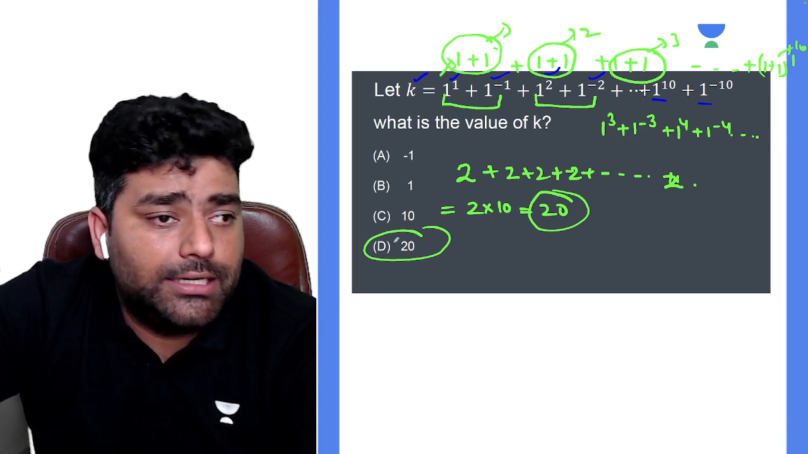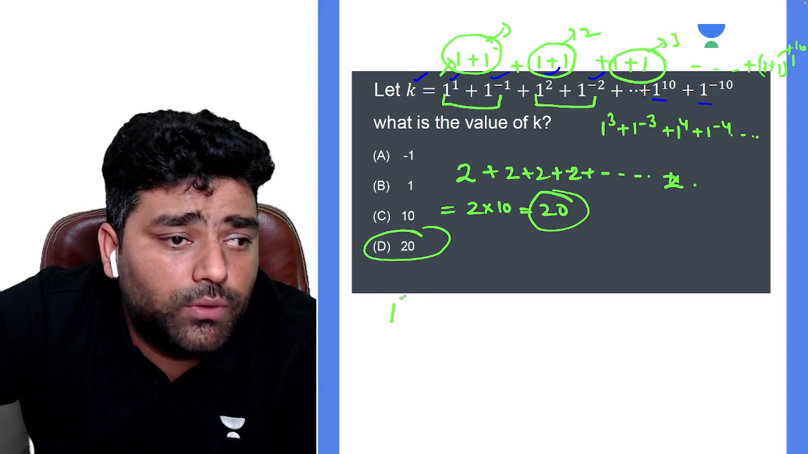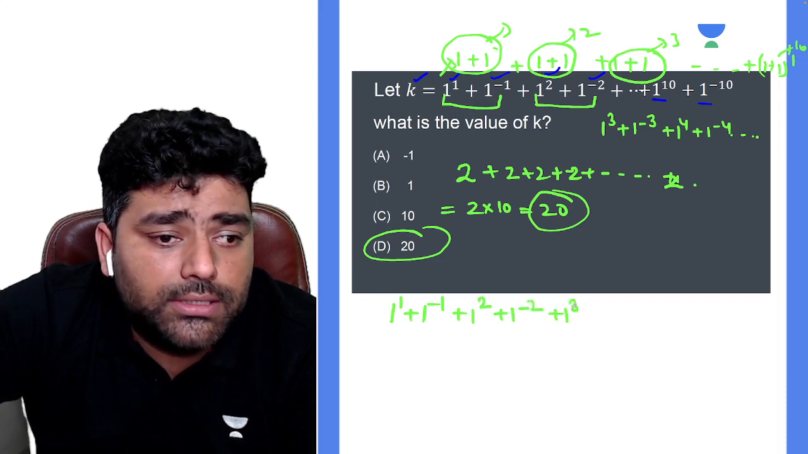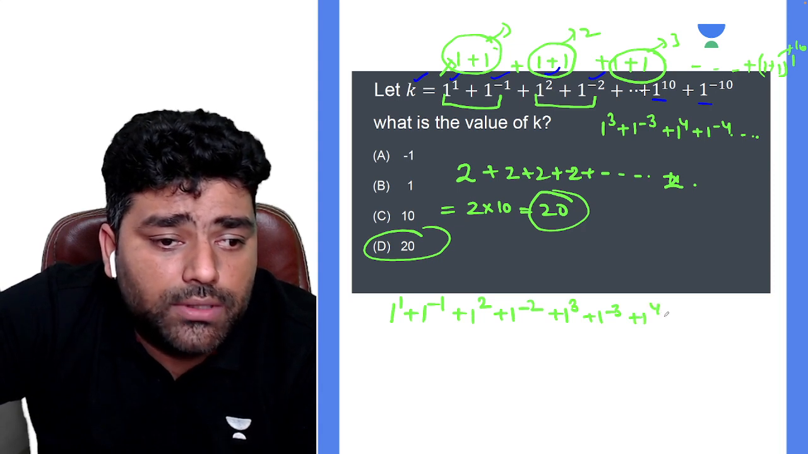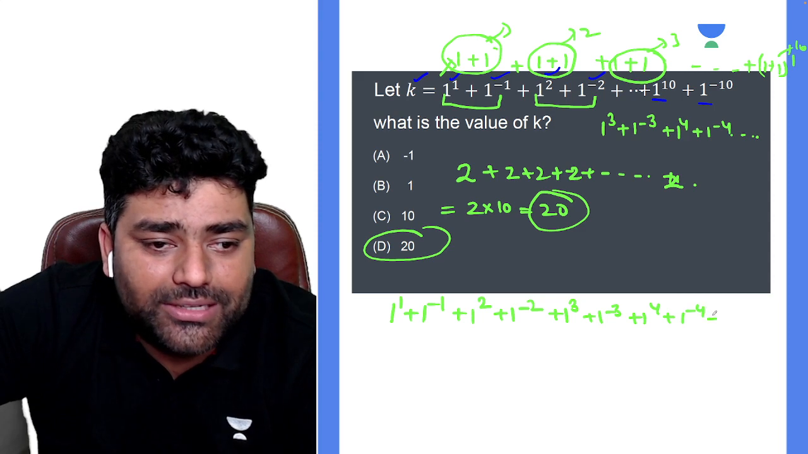Hope you understood, guys. Let me tell you one more time. This is something we have been given: 1 to the power 1 plus 1 to the power negative 1, 1 to the power 2 plus 1 to the power negative 2, plus 1 to the power 3 plus 1 to the power negative 3, plus 1 to the power 4. I'm expanding it everywhere, right? So 1 to the power negative 4, so that you will understand more.